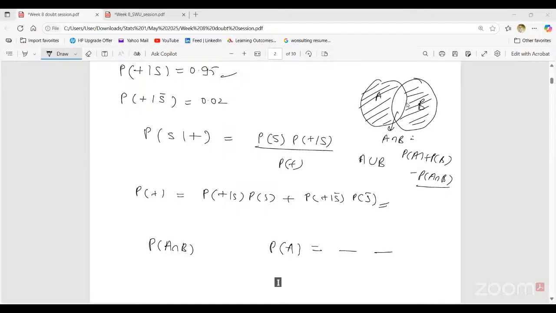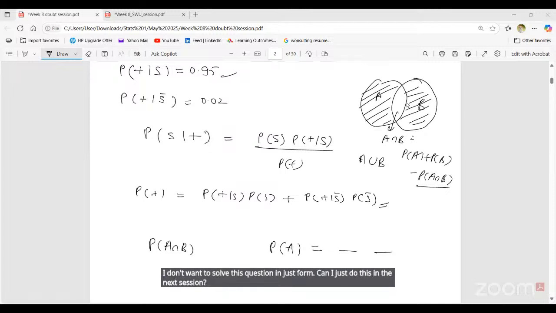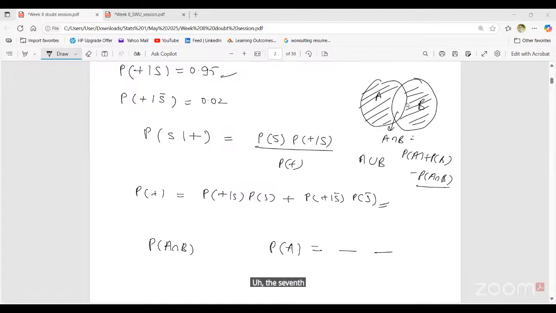I think I have to solve this question in detail. Can I just do this in the next session? The seventh question? Yeah, the seventh question. I have to solve it.